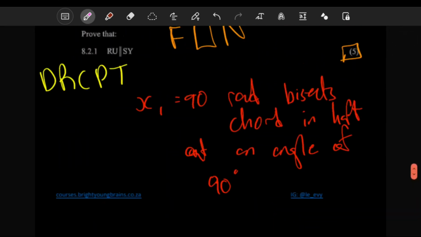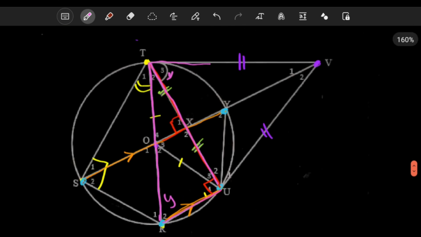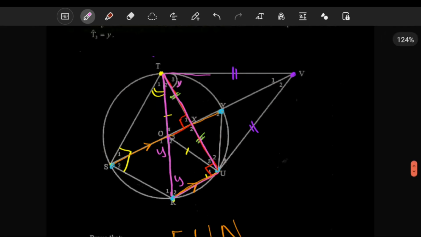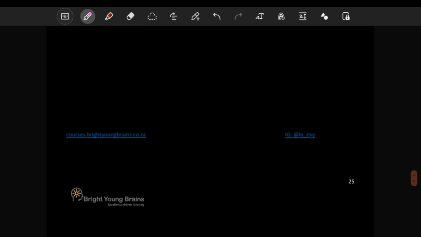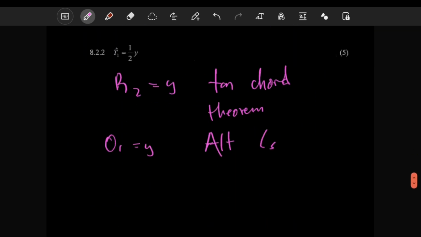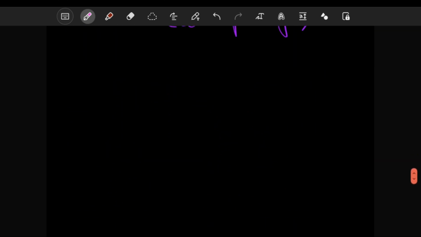So you see, our focus is not even on T because where T1 is, there's nothing there. So try and get other stuff that's equal to R2 now. So remember, we have alternating angles here. So this is equal to that. We have O1 is equal to Y because alternating angles, because you've proven that those are parallel. So if it's proven, you can use it.